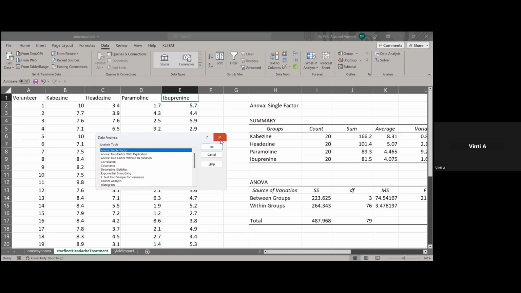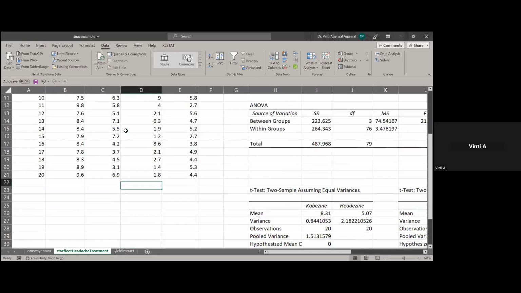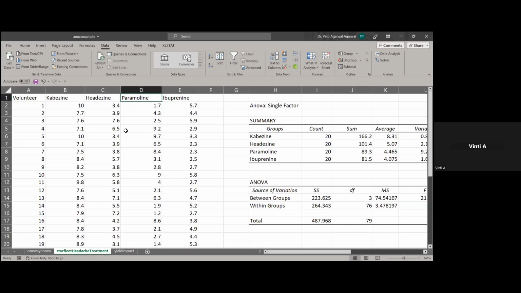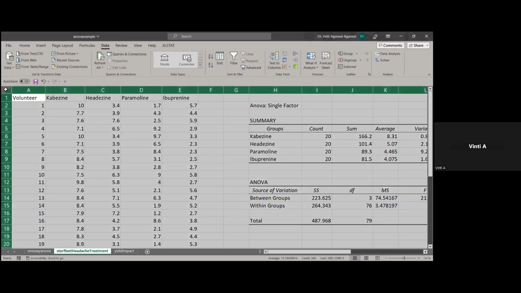Now let's see what I have out here. I have volunteers and I have these four lines of headache medications. And you have noticed that for each of them, I have 20 volunteers. So basically, my categorical variable is the different headache medicines, and the dependent variable is the pain level of each volunteer. Now I'm going to copy it on another sheet.